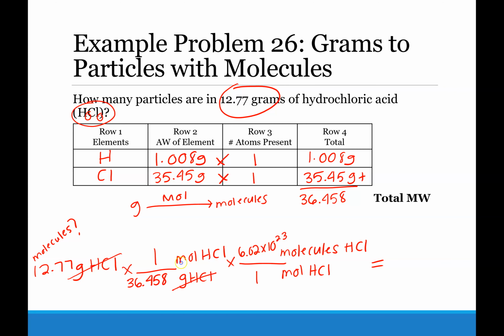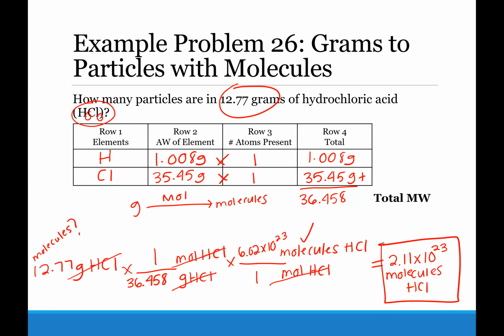So grams cancel, moles cancel, and we're left in molecules. So in your calculator, 12.77 divided by 36.458 times 6.02 times 10 to the 23rd is 2.11 times 10 to the 23rd molecules of hydrochloric acid, HCl. Let me know if you have any questions about example problem 26.